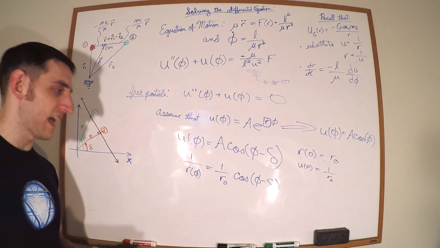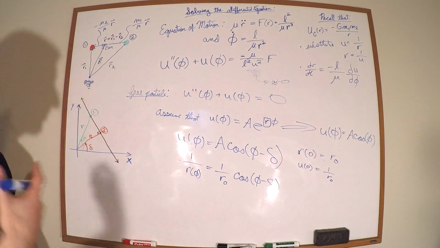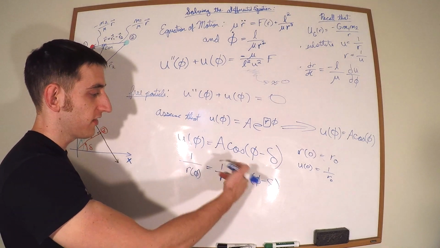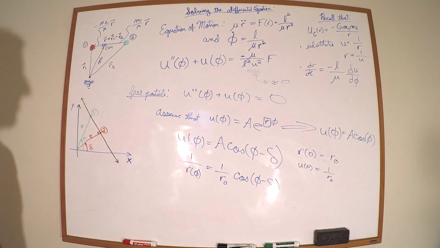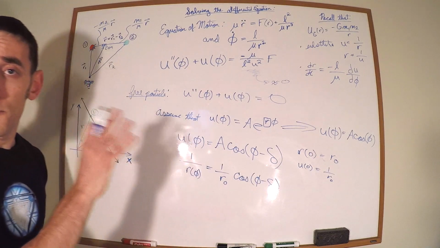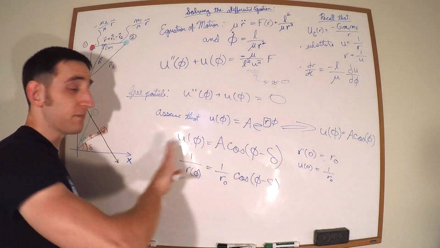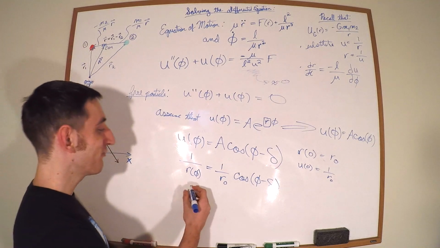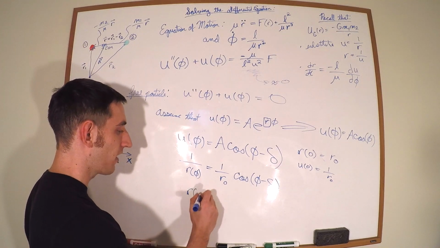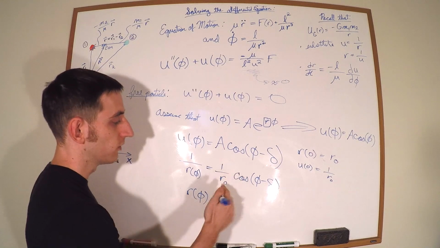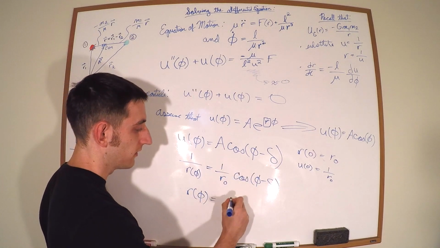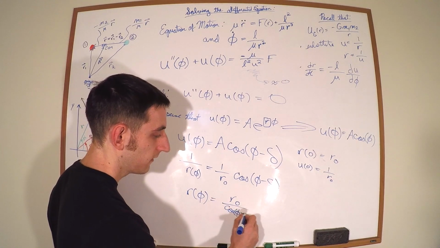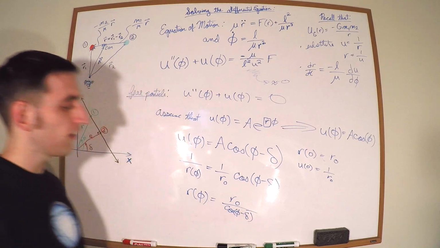So the last thing left is to actually convert this so we can isolate R. I could multiply this over there and get these all over there. I'm going to just flip everything because I don't want to do that extra step of having to flip this guy afterwards. If you don't know what I'm talking about, just follow along. So if we flip this, we end up with R sub phi is equal to, this goes up, that goes down, R naught over cosine phi minus delta. All right.